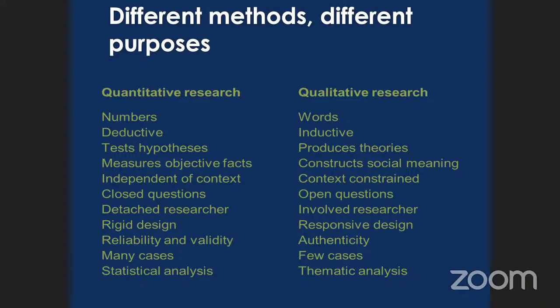The first type also has closed questions, while qualitative research has open questions. And it can involve the researchers themselves, while the first type detaches the researcher completely. Quantitative research is rigid in design with reliability and validity, can include many cases, and uses statistical analysis. While qualitative research is considered a responsive design with authenticity, has fewer cases, and can be analyzed using thematic analysis methods.